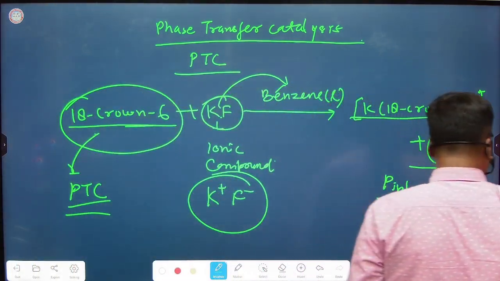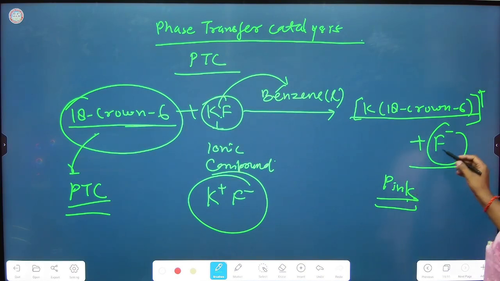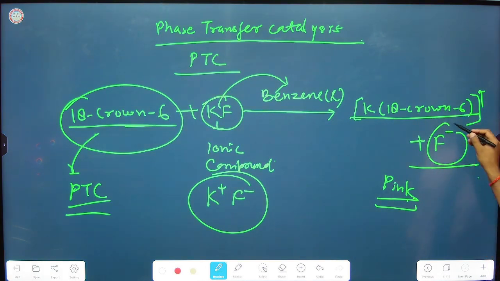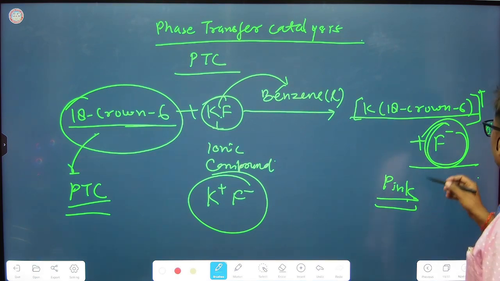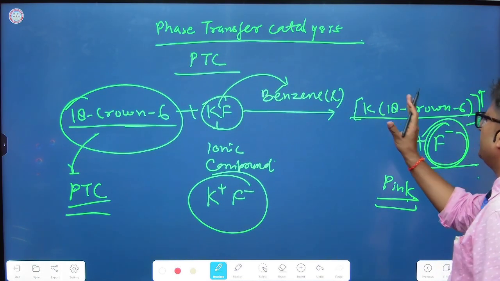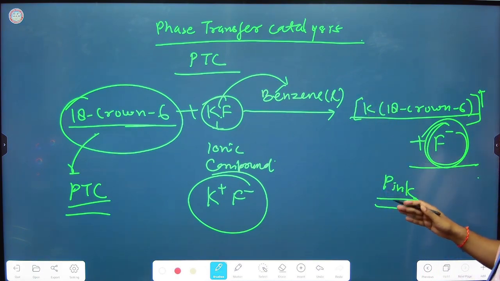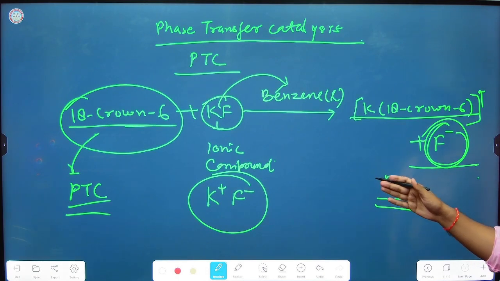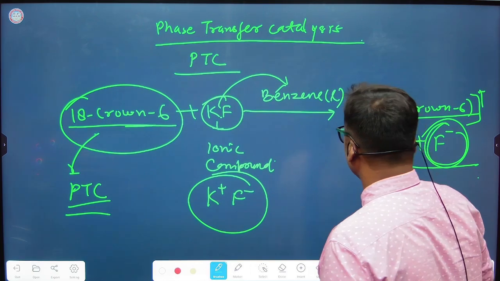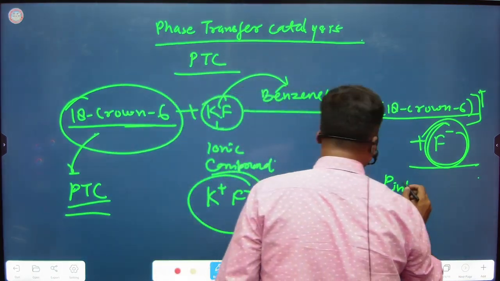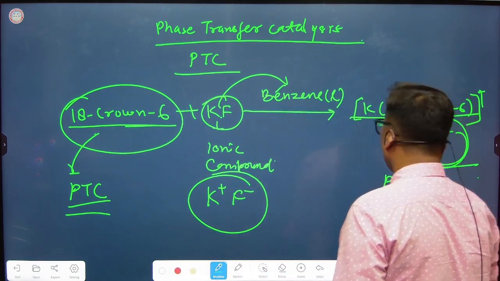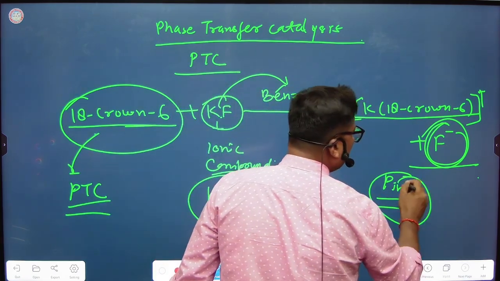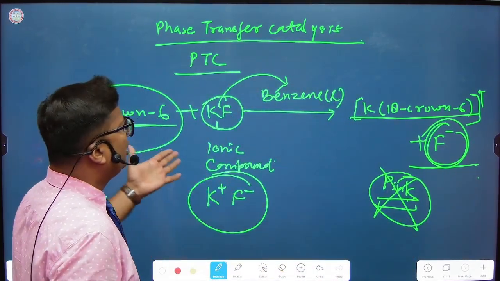Here the fluoride anion is poorly solvated with this kind of macrocyclic ligand, so it is highly reactive. The cation and anion are both present in the benzene, and the solution looks pink, and it is soluble. Otherwise the compound is simply not pink. So this is the solubility behavior.